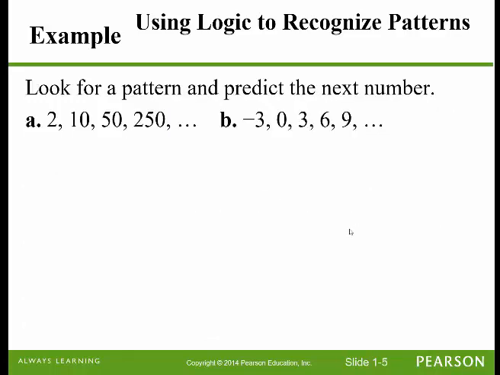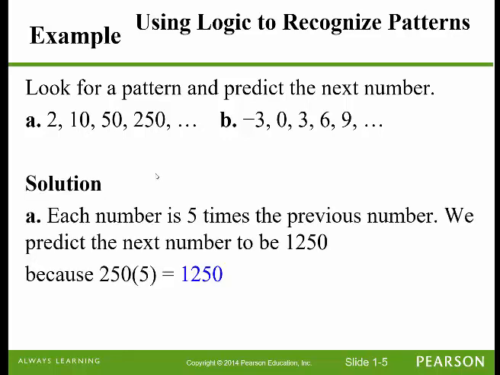All right, now let's do it with numbers. Let's look for a pattern to predict the next number in each one of these. The first one we'll do, we have 2, 10, 50, 250. Even before I show the answer, on your own, maybe think about what you would predict to be the next number. Well, here's what I'm knowing. 2 times 5 is 10, 10 times 5 is 50, 50 times 5 is 250. So it looks like we're multiplying by 5. So each number is 5 times the previous number. We predict the next number, 250 times 5, would be 1,250.